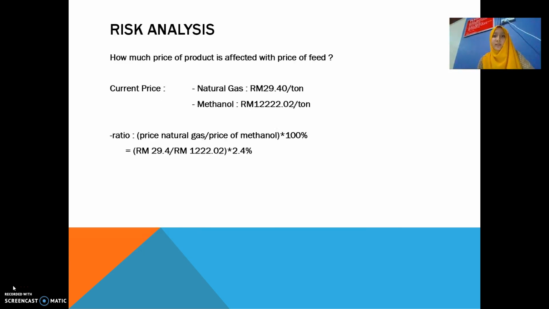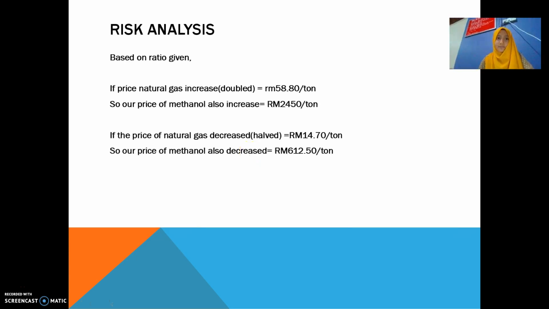How much is the price of product affected by the price of feed? As you can see, this is the current price. If we calculate the ratio, price of natural gas over price of methanol times 100%, we get 2.5%. Based on the ratio, if the price of natural gas increases, our price of methanol also increases, to RM 2,450 per ton. But if the price of natural gas decreases, our price of methanol also decreases, to RM 612.50.